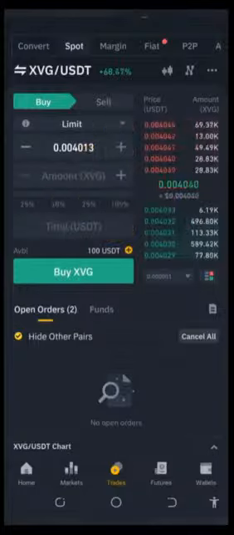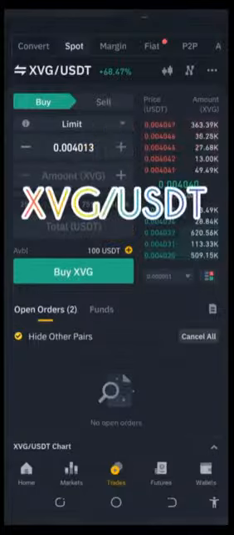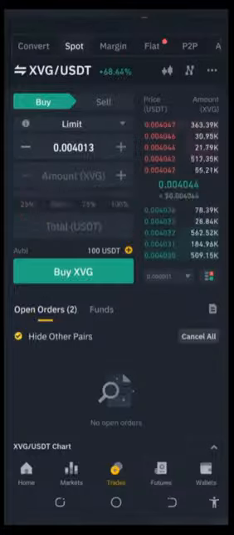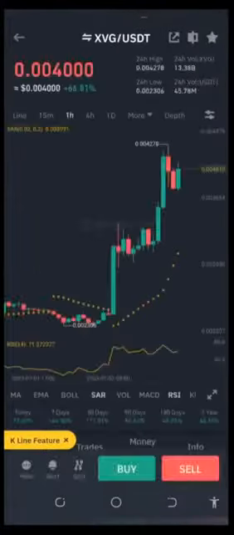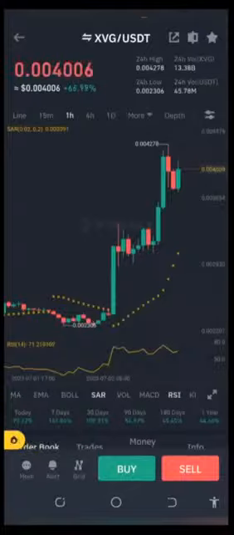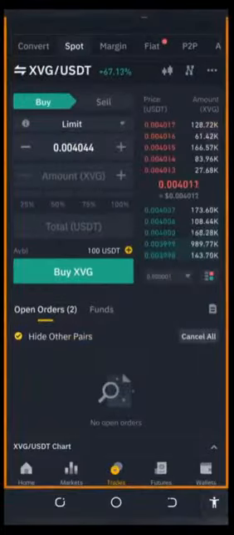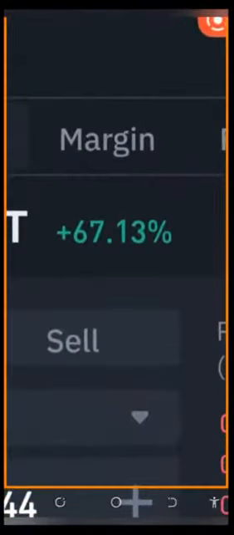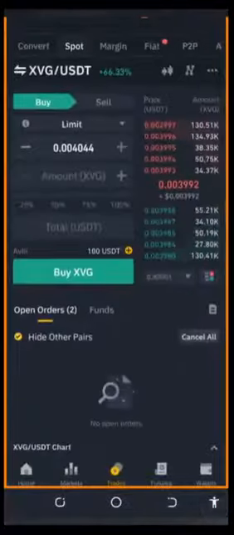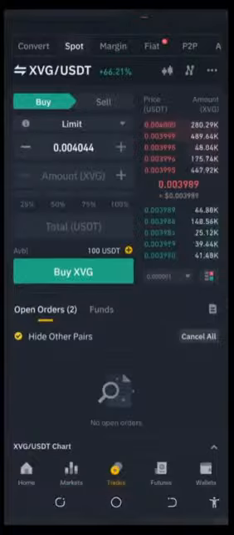Now, I'm currently on XVG/USDT, and we need to look into the charts quickly. This is on the gainers list, right? So we need to quickly take our move. And as you can see, if I go back, within the past 24 hours, it has gained a 67% increase. And I'm like, really? Okay, let's go see how to take advantage of this.